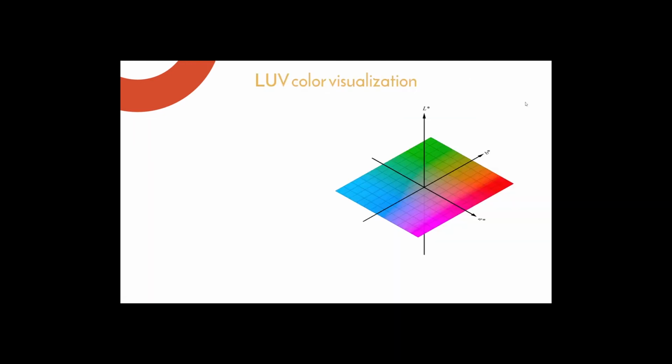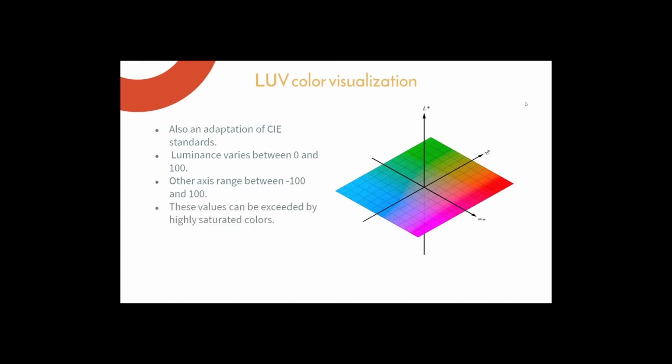The next color space that we are going to look into is the LUV color space. As a matter of fact, the LUV color space is very similar to the LAB color space. The only difference is that while in LAB color space the A and B axes vary from minus 127 to 126, here the U and V axes vary from minus 100 to 100. Another peculiarity about the LUV color space is that there are some highly saturated colors that cannot be expressed using the LUV color space.